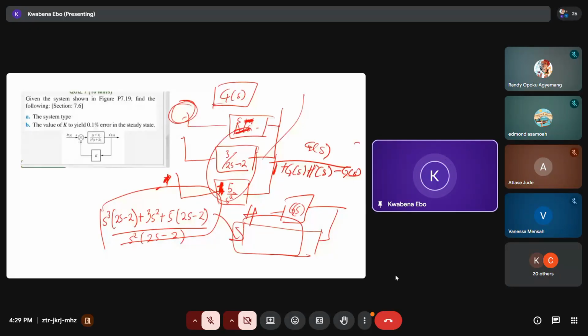So if you have a non-unity feedback system like this, where H of s equals K, you just change this into this. That's what they mean. And then you work on it as a unity feedback system. Please, you get me? Yeah, thank you. Okay, you're welcome. Is there any other question?